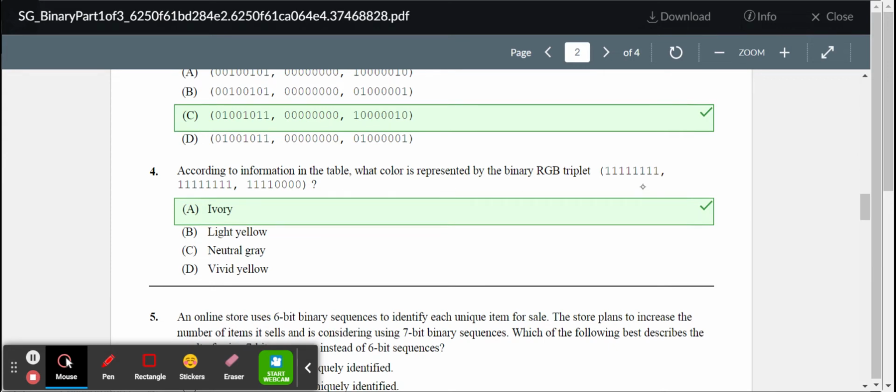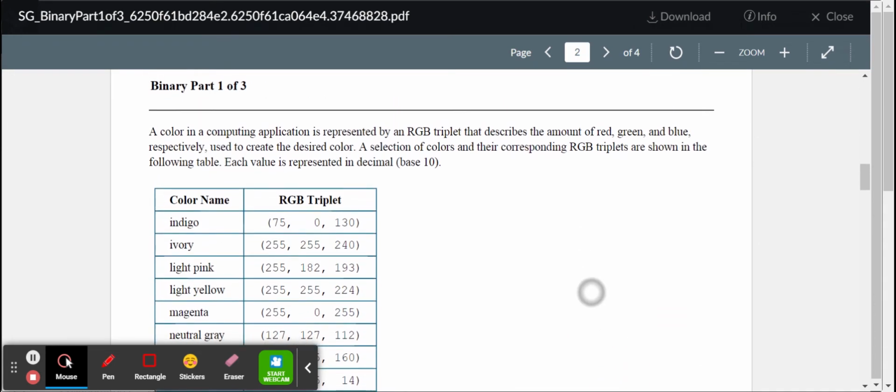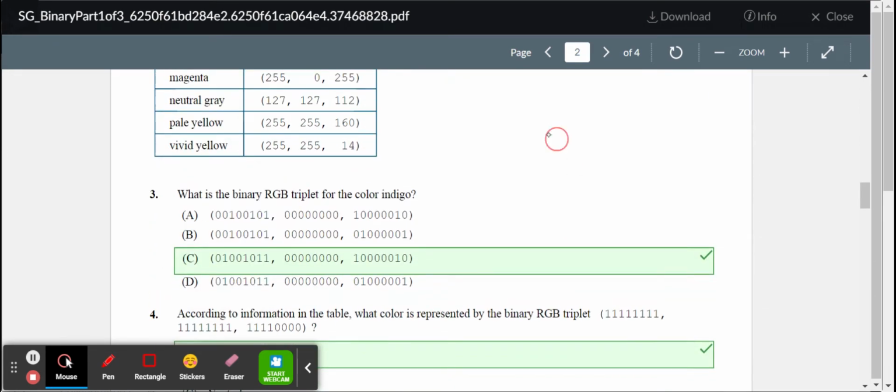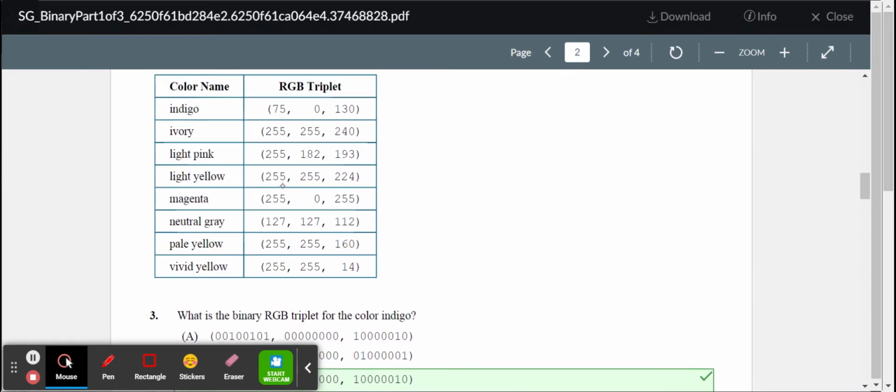Which one's ivory? Notice it's every value. So what is this? How many bits is this? Does it say? I know, I'm just too lazy to count. I think it's 8-bit. So it's going to be 255, because if you go one more up, it would be 256. So it should be 255, 255.